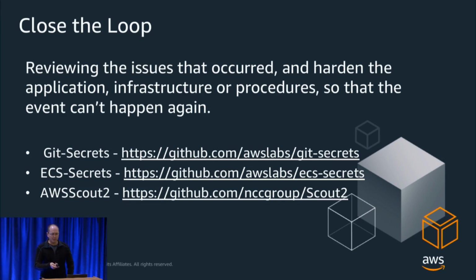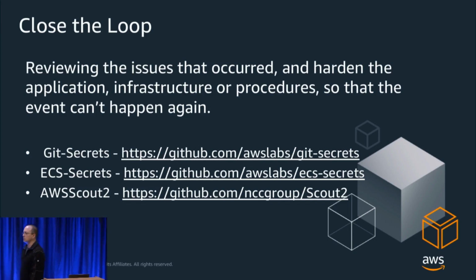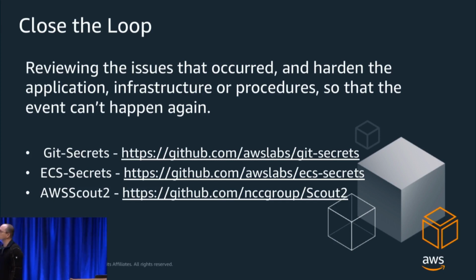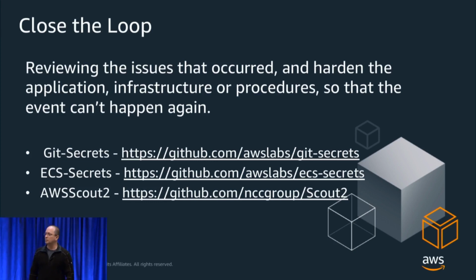Okay? A couple of GitHubs for you: Git secrets, ECS secrets, Scout 2, different tools that you can use in your environments will stop you from posting AWS keys and secret keys to GitHub, which as an incident responder for AWS, I'm keen on you not doing. Most of the incident responses that I have to deal with are because people post their keys to Git. Please don't do that.